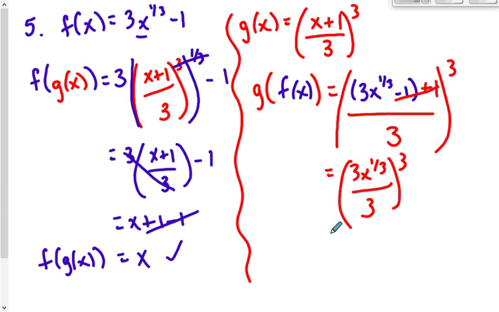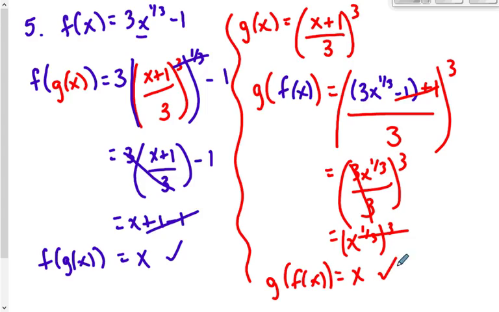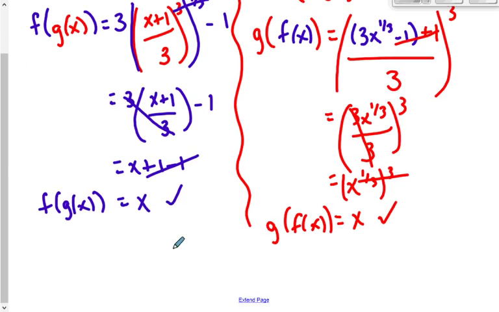Still, work inside your parentheses. What do you get? The 3's cancel. X to the 1/3 cubed, which is x, because the 1/3 and the cube cancel. So g of f of x is x. It checks out. So, are they inverses? Yes. So that would be B. Okay? Moving along.